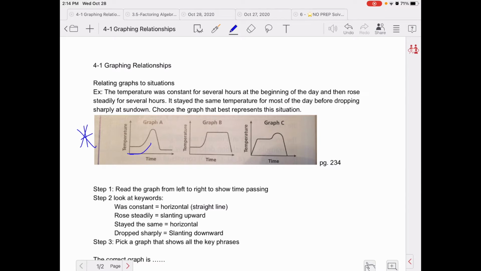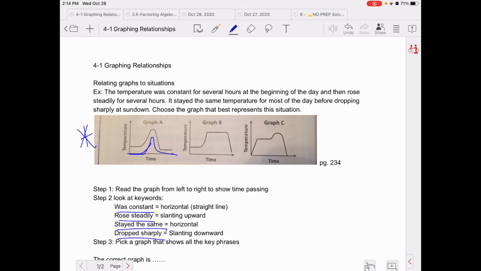So we're seeing what's happening. We're kind of staying the same, then going up, then going back down, and then staying the same for a while. Okay? Again, constant means it's staying the same for a while, so it's a horizontal line. Rose steadily means it's going to be slanting upward for a little bit. Stayed the same means, again, a horizontal line, and dropped sharply means slanting downward.